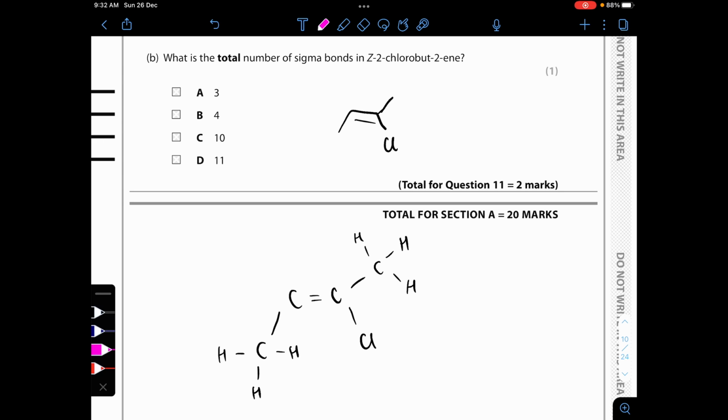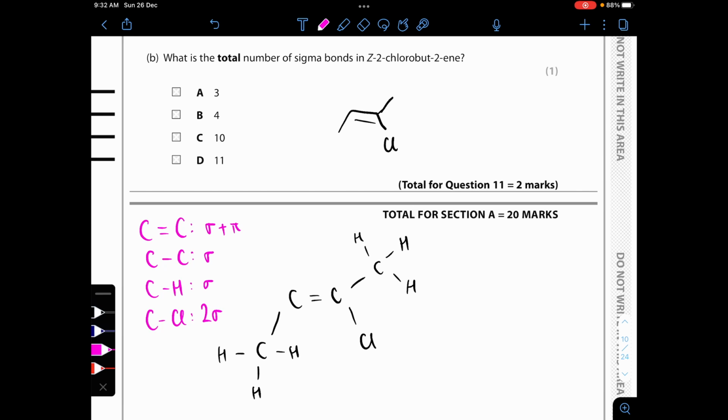Alright, so what you need to remember is that the C double bond C is not actually one sigma bond, it's a sigma bond plus a pi bond. And a carbon to carbon bond is only a sigma bond. And carbon to hydrogen is also a sigma bond. But what you're probably not familiar with is that a C to Cl bond is not one sigma bond, it's actually worth two sigma bonds.